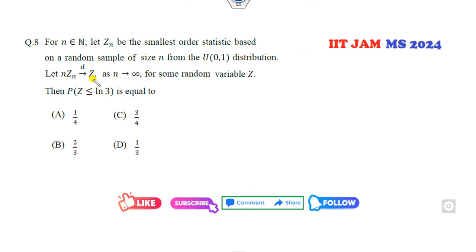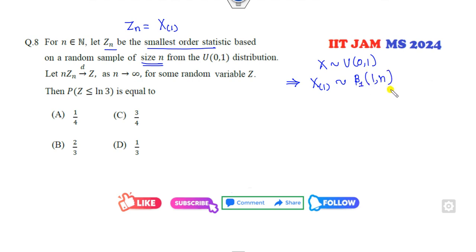Look at this another one. Zn is the smallest order statistic of size n when x follows the uniform distribution. Then what is the smallest order statistic? It follows the beta distribution with parameters 1 comma n. That means your Zn will follow the beta distribution with parameters 1 comma n.